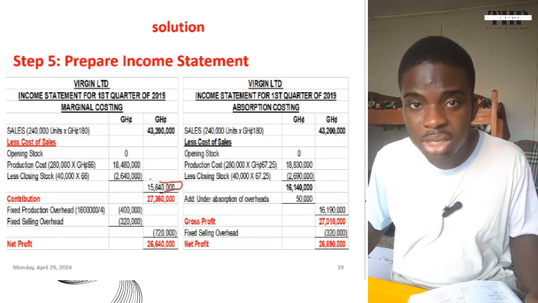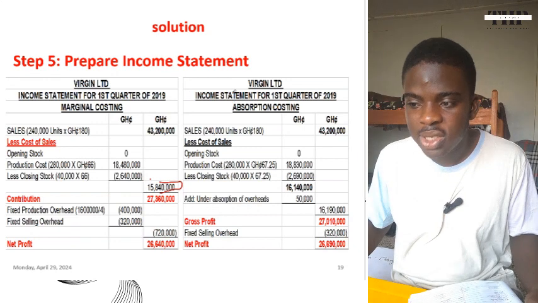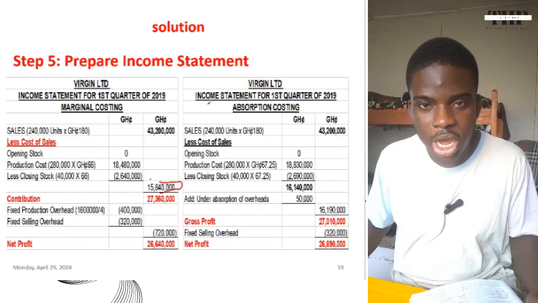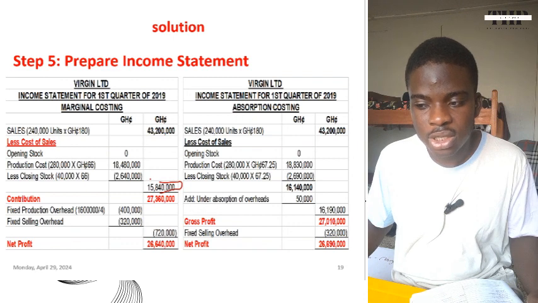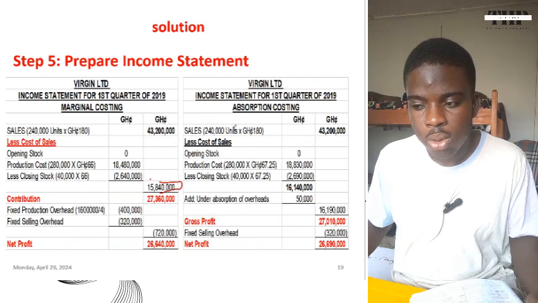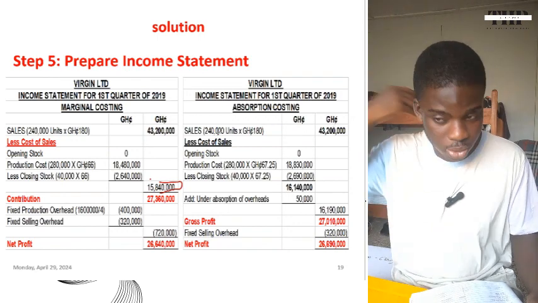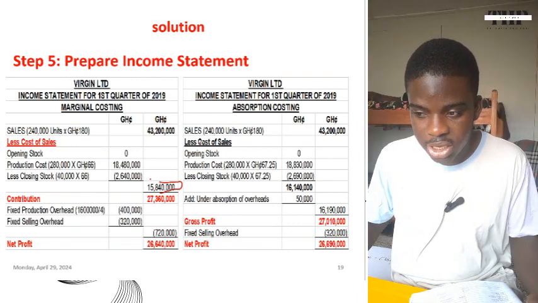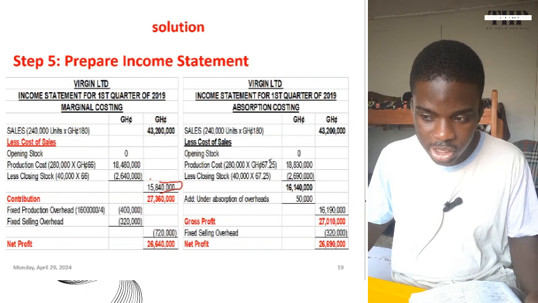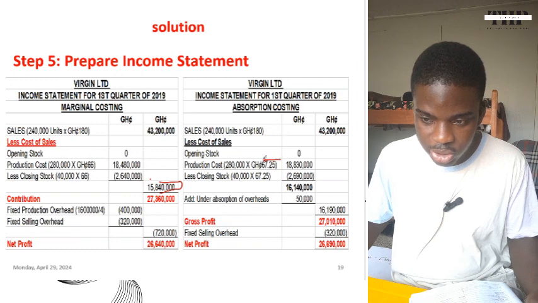So, Virgin Limited. Income statement for the first quarter of 2019, absorption costing. That was sales of 240,000 units times 180,000, and less cost of sales, so the same process. But you realize that the cost per unit for absorption costing is different from the one for marginal costing.